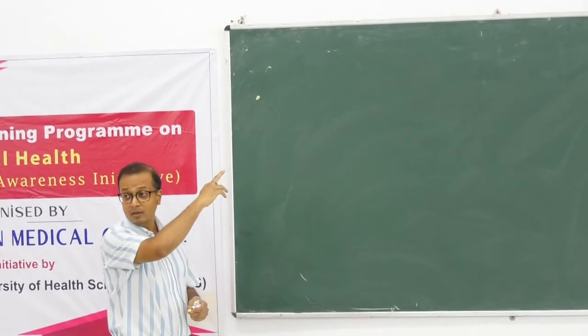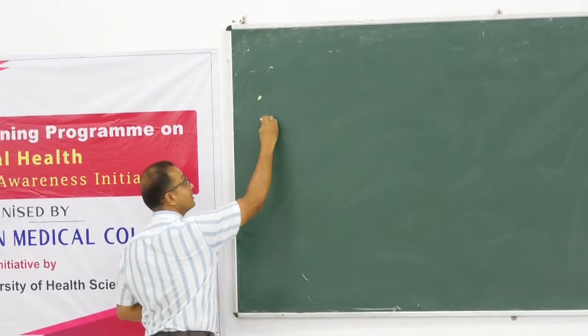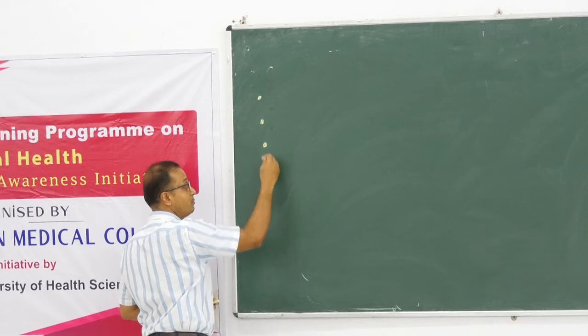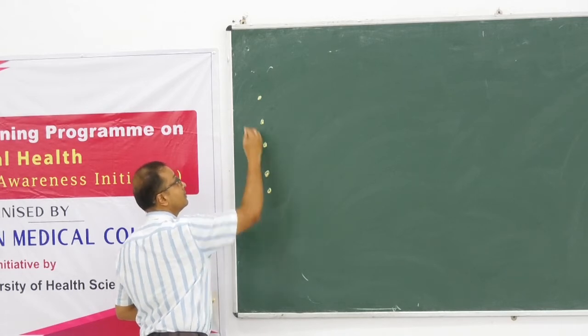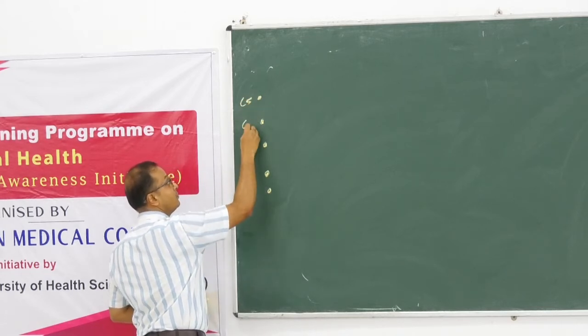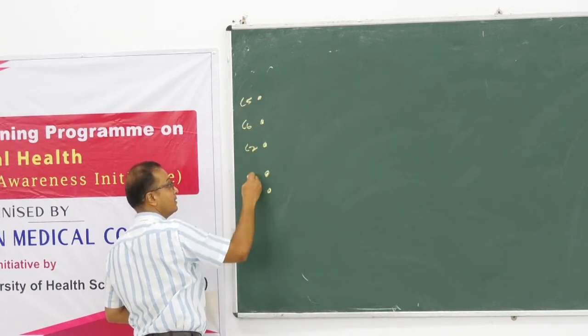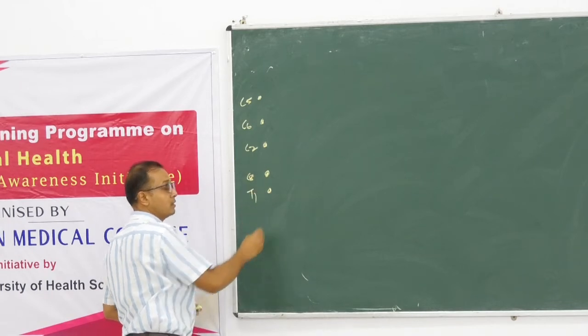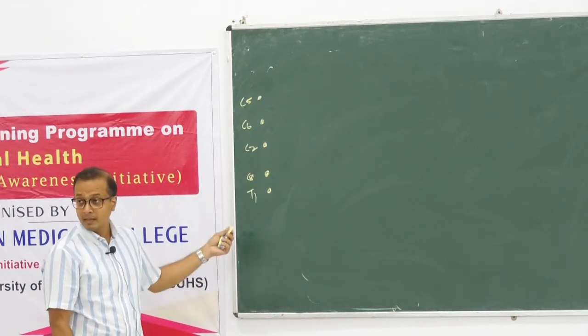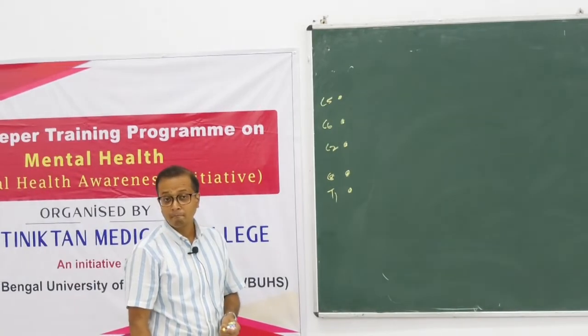So, I'm going to draw, nice and easy. So, draw with me. C5, C6, C7, C8, T1. Nice and easy. Come on.